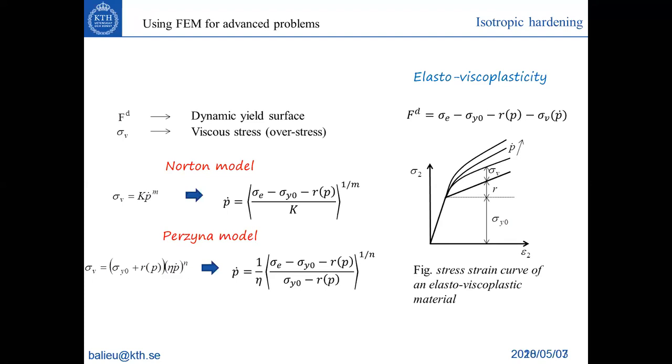So this is very easy. The flow rules are the same, so how the plasticity evolves is similar. It is only the yield which has an influence of the viscoplasticity.